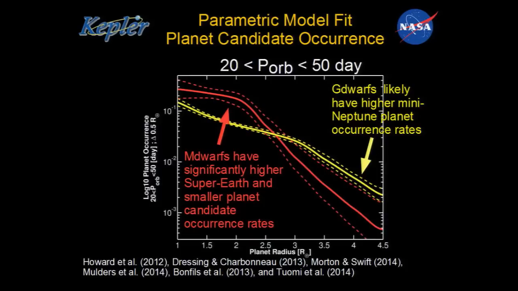So if we look at longwards of 50, this summarizes what I just said. G dwarfs likely have higher mini-Neptune occurrence rates than F dwarfs, but the M dwarfs have significantly higher super-Earths. This has been suggested by earlier work shown here, but really brought into sharp focus with Kepler data and the quantity that we have now.